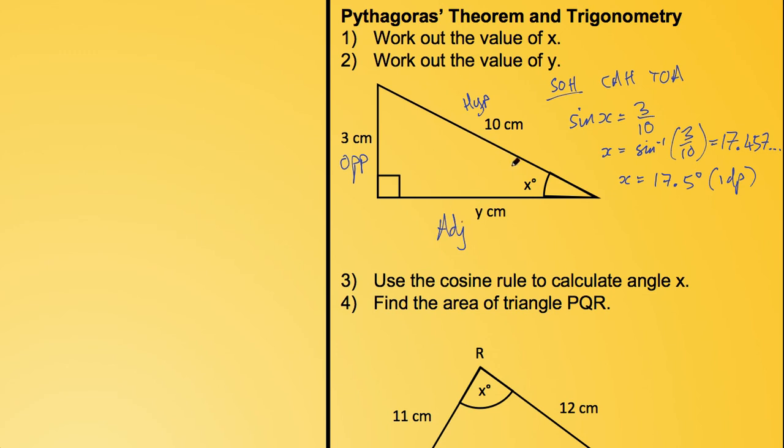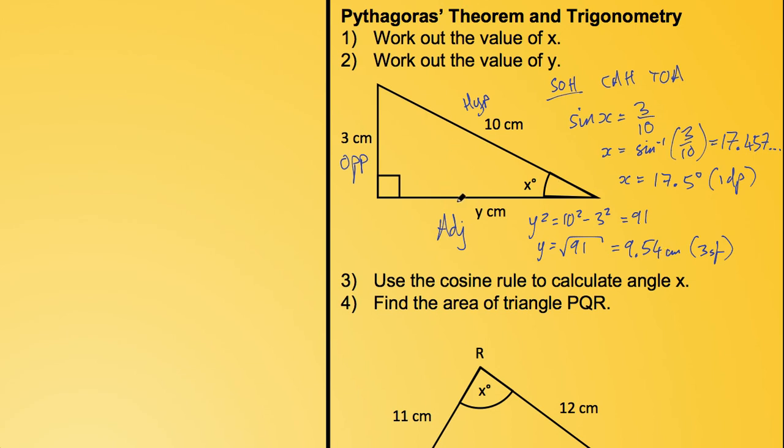I can do that either using Pythagoras' theorem. Y squared equals 10 squared minus 3 squared, which is 91, and therefore y is root 91, which is 9.54 centimeters, correct to 3 significant figures.